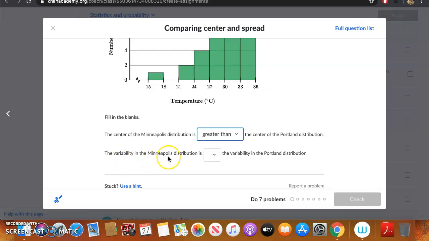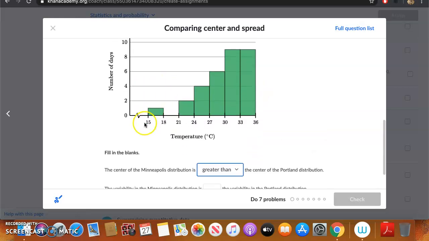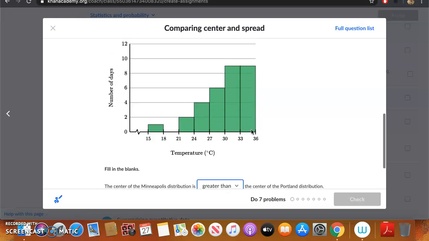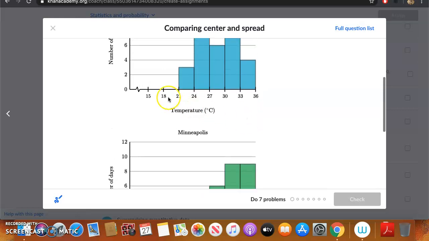And let's take a look. The variability in the Minneapolis distribution compared to the variability in Portland. So variability for Minneapolis, it looks like it's from 15 to 36, correct? It's very, very wide. So that gives us about 21 degrees Celsius, which is just a range. As opposed to here, we've got a pretty compact range for Portland. It's 21 to 36.